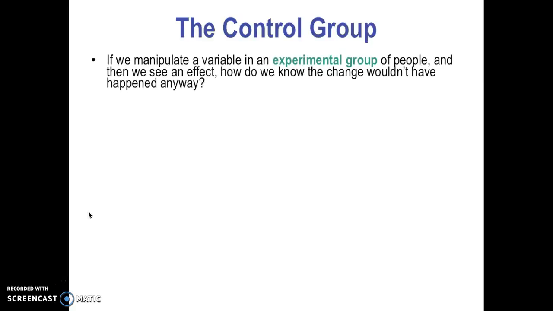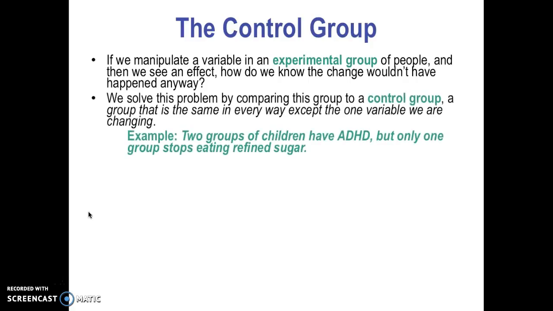All right, your control group. So we talked about the experimental group. We're going to talk about the control group. So the experimental group are the people that are going to experience the manipulation of the independent variable. But how are we going to know that the change wouldn't have happened anyways? Well, we use a control group, okay? This control group is going to be a group that is the same in every way of the experimental group except for the independent variable. So for our experiment of ADHD and sugar, two groups of children have ADHD, but only one group is going to stop eating refined sugar, okay?